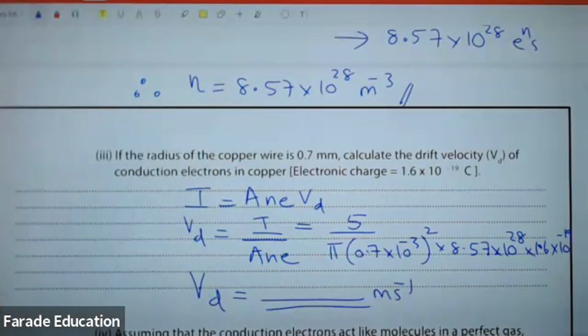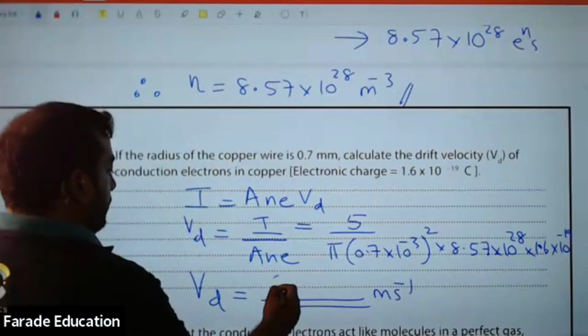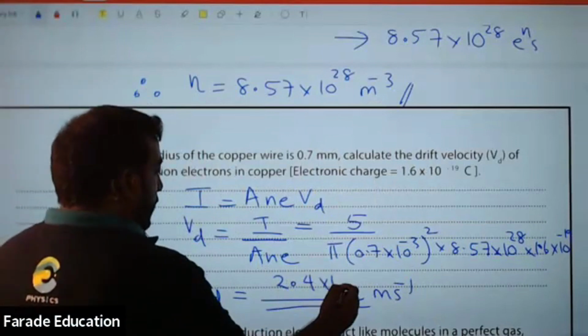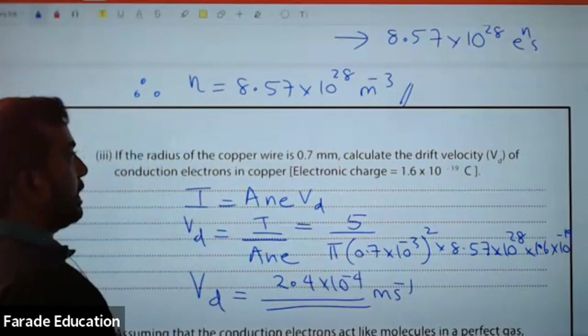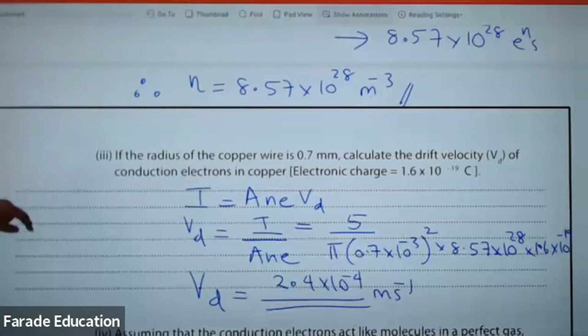Simplify this, you can get your drift velocity in meters per second. It will be a very small value. The value is 2.4 times 10 to the power minus 4 meters per second. Right, moving on.